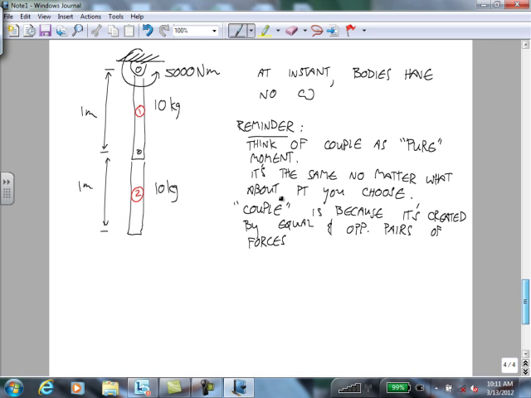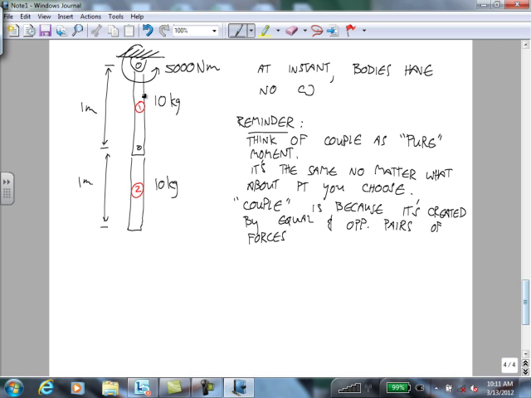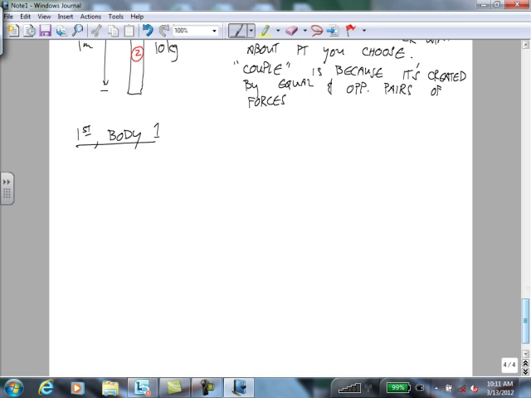Okay, so what we want to do is solve each of these two bodies, and then we want to add up variables, add up equations, see how many constraint equations we need, and go from there. So first, let's do body one. Okay, so step one.